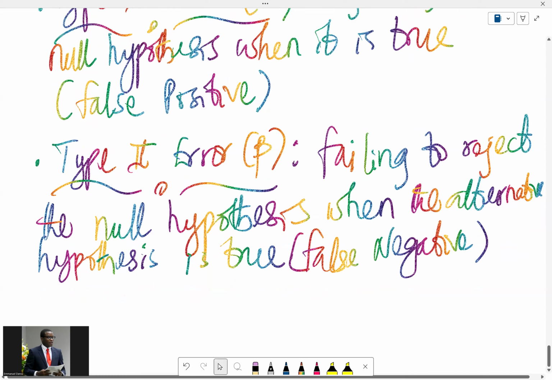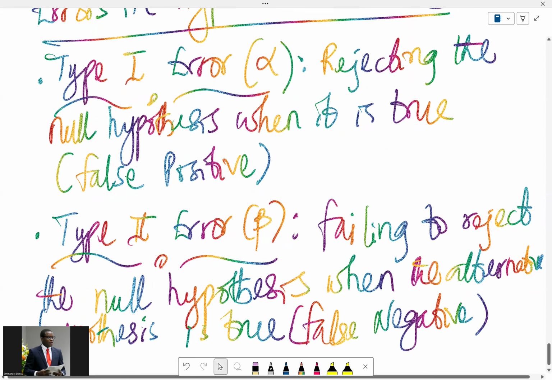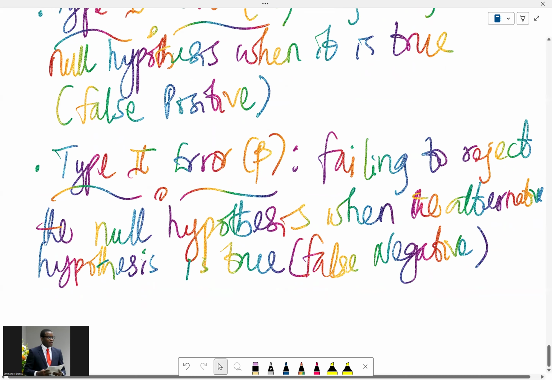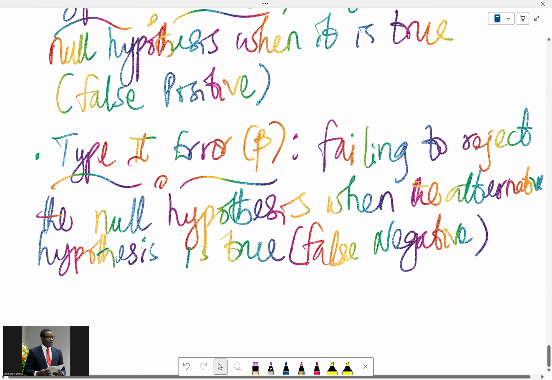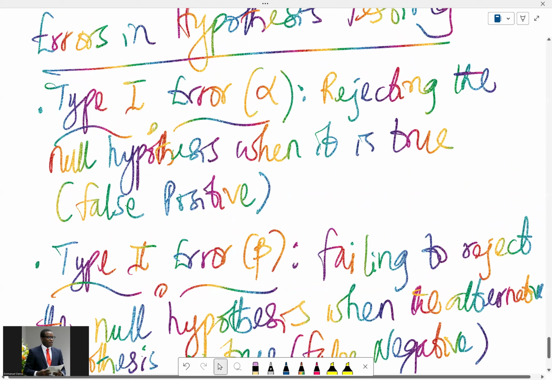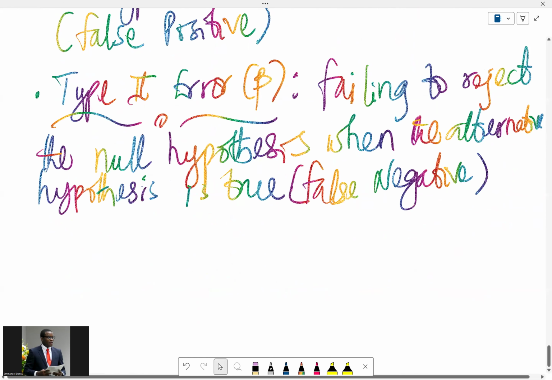So you can have false positive or false negative. Type 1 error, false positive. Type 2 error, false negative. So that's rejecting the truth and accepting the wrong. Okay, so those are the two types of errors we have in hypothesis testing.